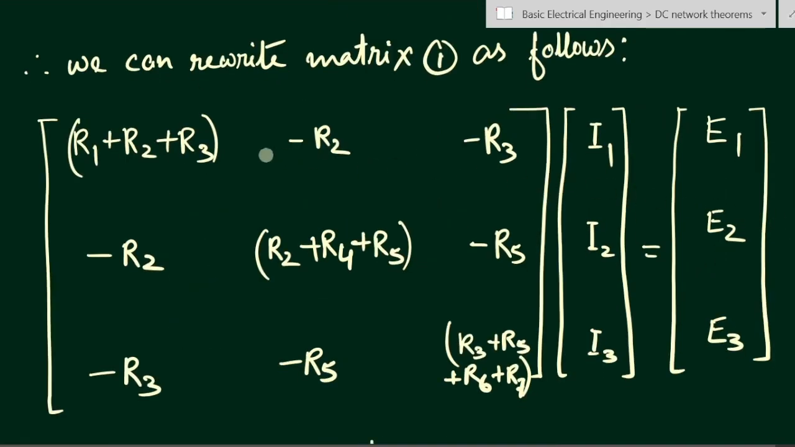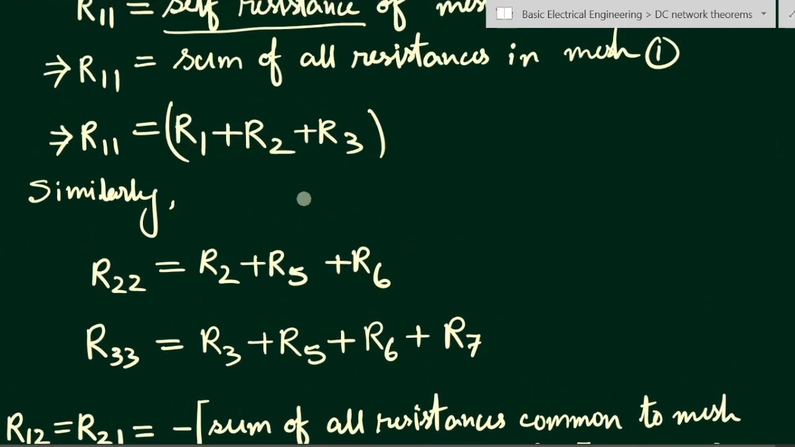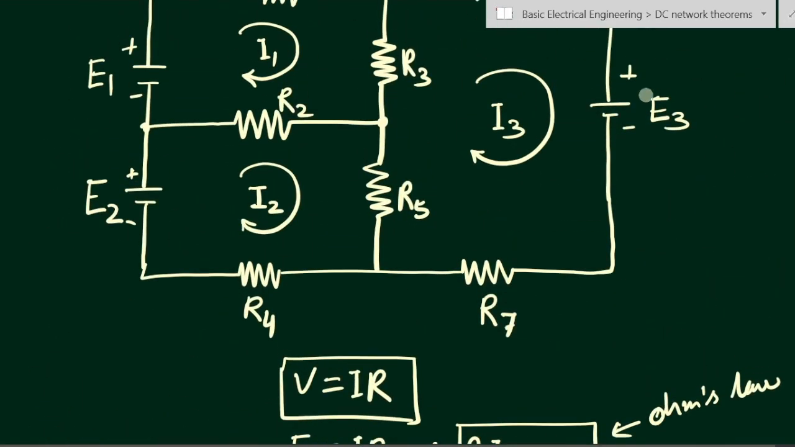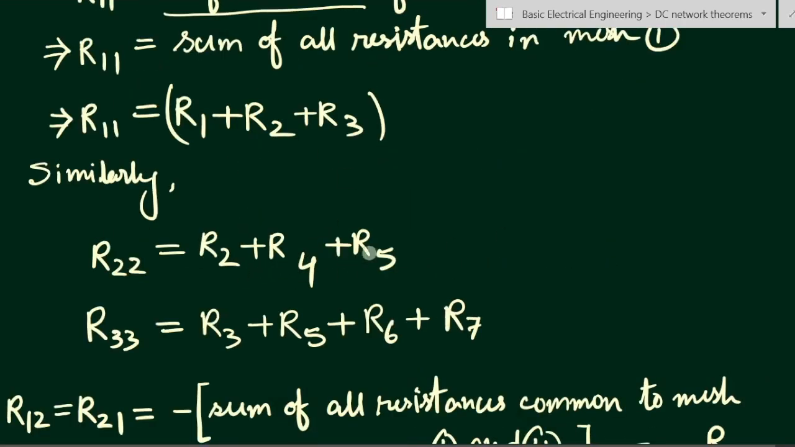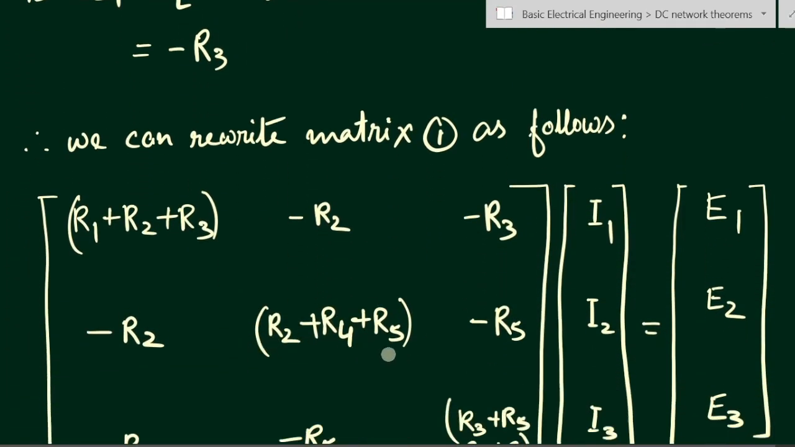So in this matrix form, the R11 value is R1 plus R2 plus R3. We have already found it out here. Sorry, this one, the value will be R2 plus R4 plus R5. So here we can see the self resistance is R2, R4 and R5. This value we have to put in the second row, second column: R2 plus R4 plus R5.